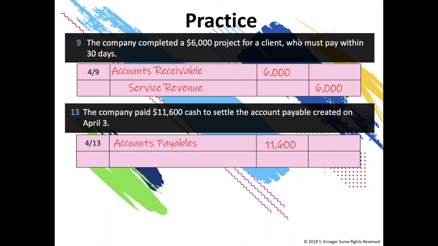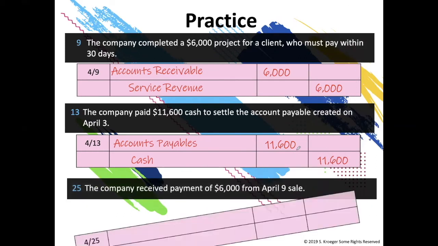We have cash being affected. In this case, cash will get a credit because it's decreasing. We are spending money. Cash gets a debit when we're receiving money, and it gets a credit when we're spending money. So this transaction shows me cash went down by $11,600 to pay off my liability accounts payable by the same amount. Now, we don't owe them anything.